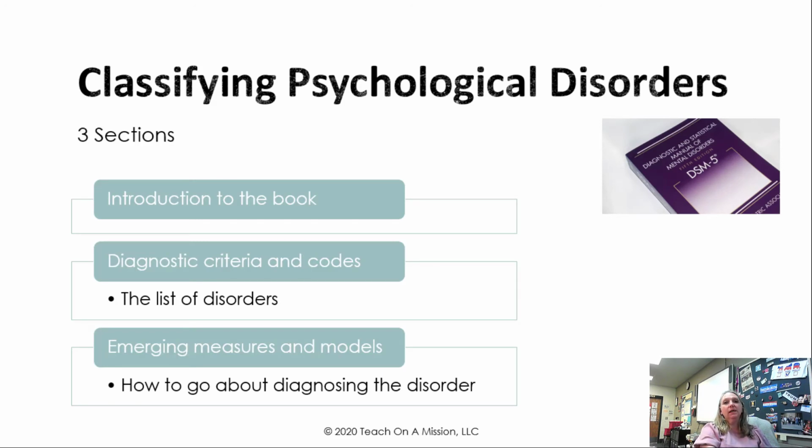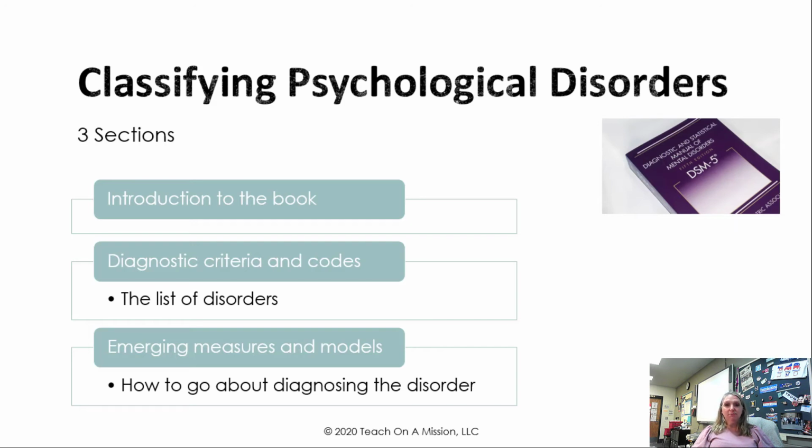So how is the DSM set up? There are 3 sections. The first one is the introduction to the book. This is just going to give an overview of how to use the book, how it's set up. This will help doctors to use the criteria correctly in diagnosing patients. The second section is the diagnostic criteria and codes. This lists the disorders. This lists the criteria that should be met, or a combination of criteria that should be met, to be diagnosed with the disorder.